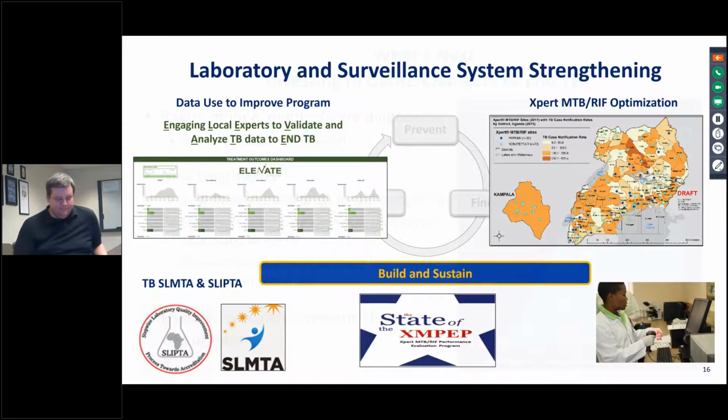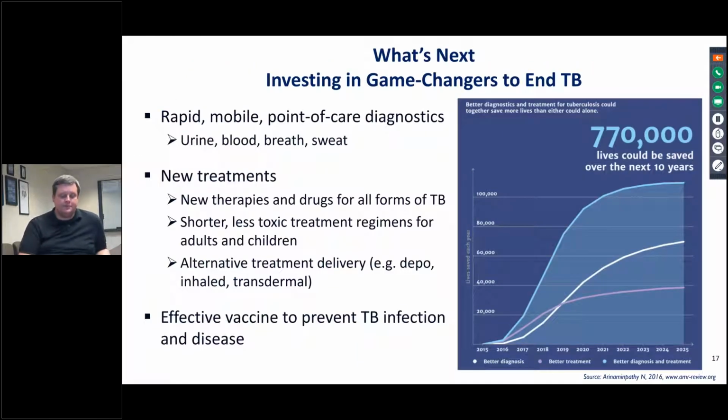So what's next? We need to invest in game changers to end TB. We need innovation on the scale that we've seen in HIV, polio, and with other health threats, on a scale that outmatches the bacteria and ends TB. We need true, rapid point-of-care diagnostics that can be used in the most remote settings. We need tests that work on sputum, blood, breath, urine, and saliva.